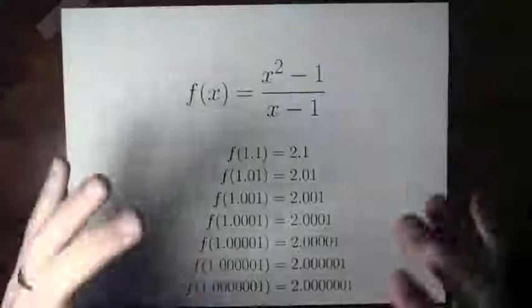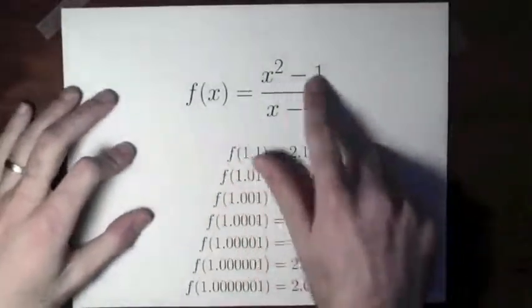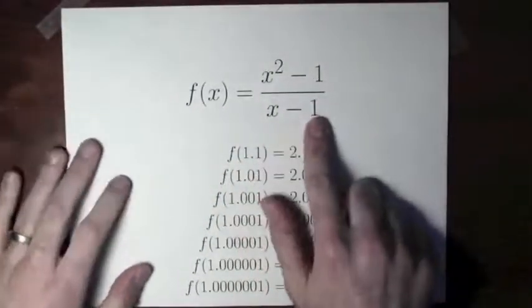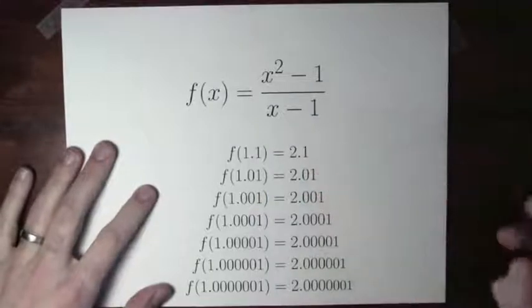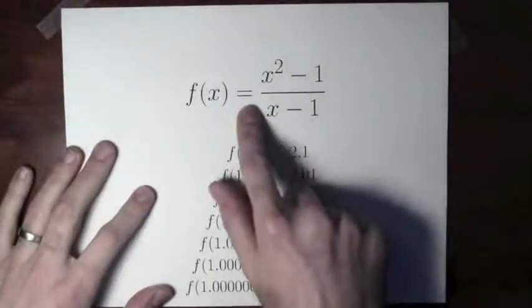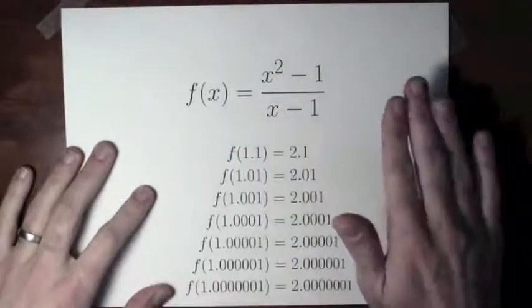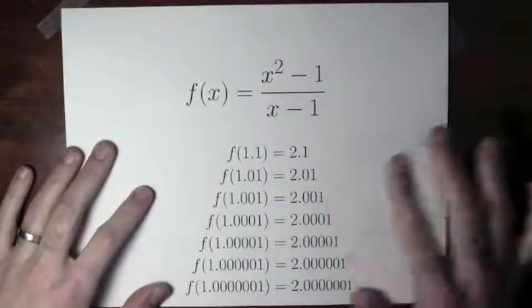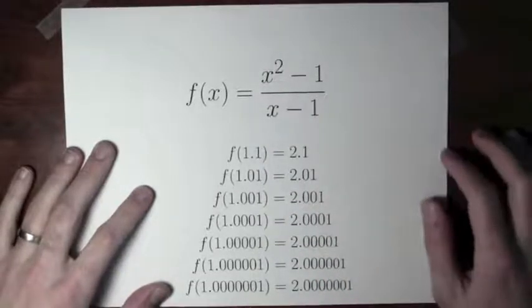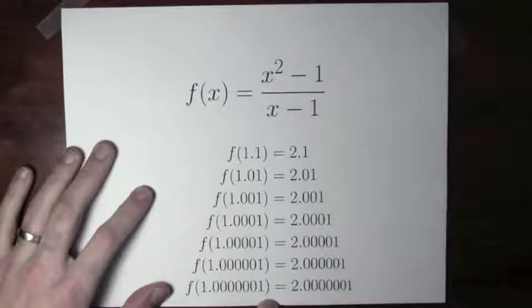Instead of just plugging in one value, let's plug in a whole bunch of values. We'll make a table. So here's that same function again. f of x is x squared minus 1 over x minus 1. Now I can't plug 1 into the function, because if I plug in 1, I'd be dividing by 0, and I can't divide by 0. 1 isn't in the domain of this function. But I can plug in numbers near 1.